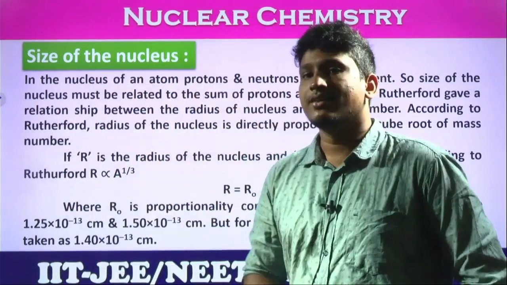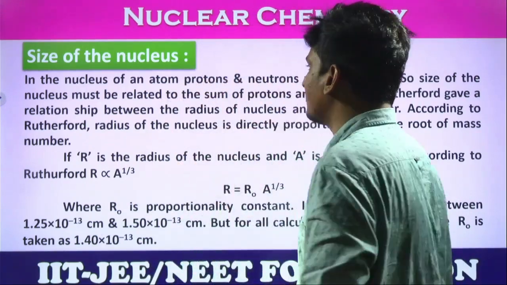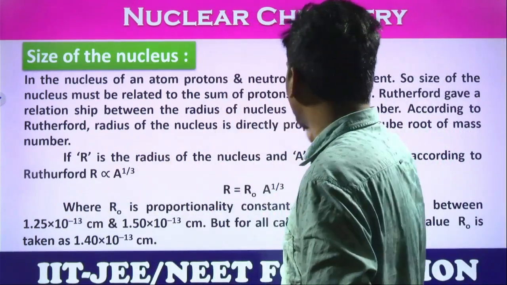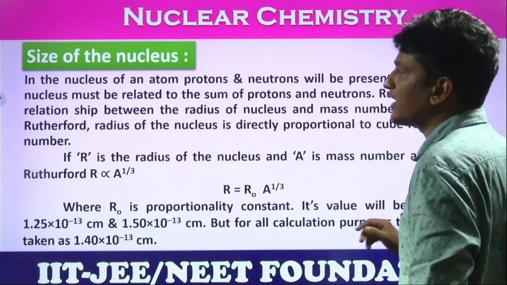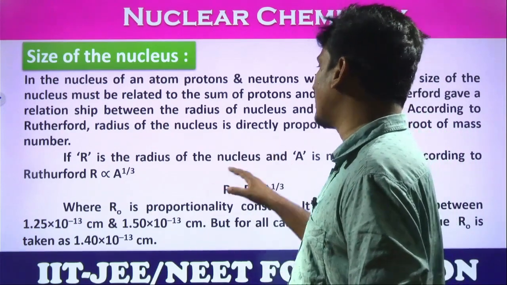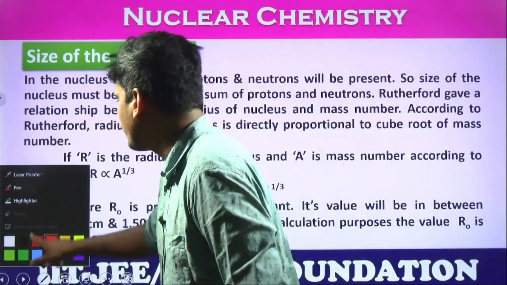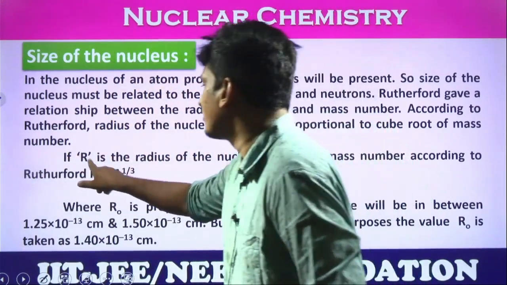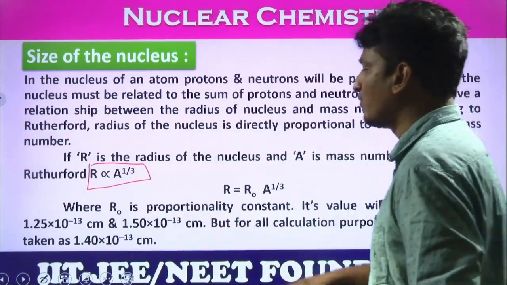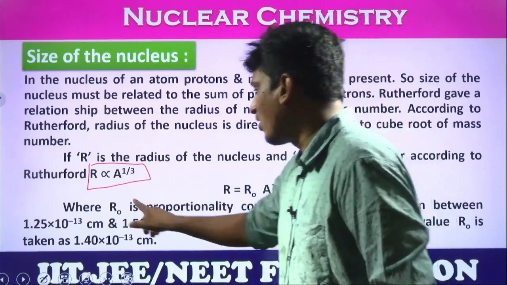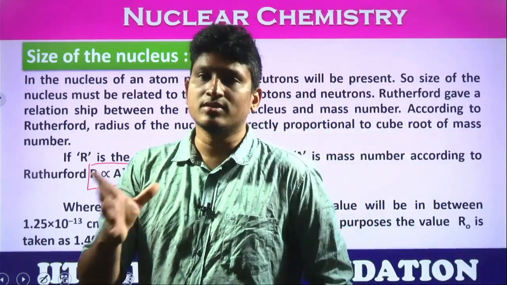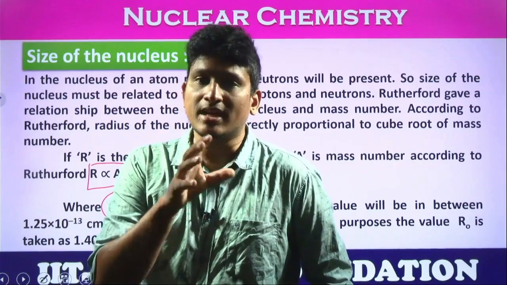This relation is given by the scientist Rutherford. In the nucleus of an atom, protons and neutrons are present. So the size of the nucleus must be related to the sum of protons and neutrons, or not? Obviously. So Rutherford gave a relation between the radius of the nucleus and the mass number. According to Rutherford, the radius of the nucleus is directly proportional to the cube root of its mass number. This is the relation. So if we equate these two, we'll get a constant. This constant R naught is called a proportionality constant. Yes or no, students? If you equate any changes, we'll get a constant. What is the meaning of that constant? That change is happening at a fixed rate.